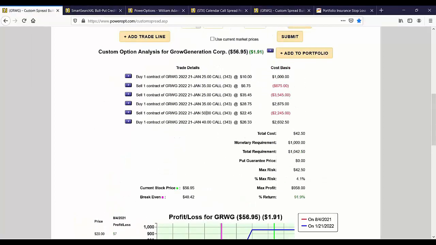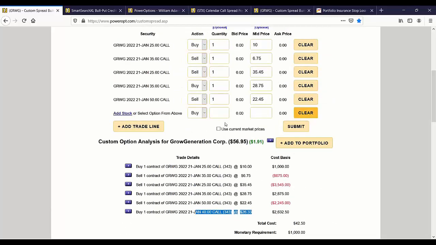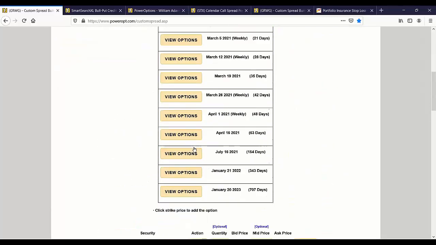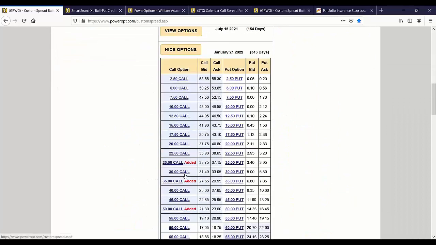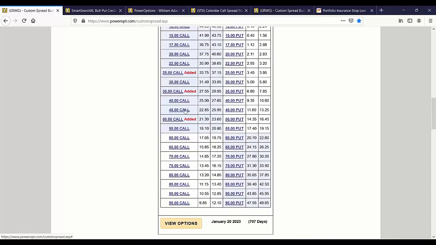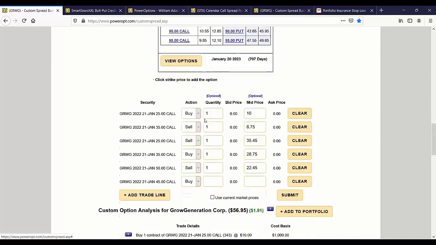If I shorten the strikes, we did a 10. What happens if I pay less and go up to the 45? Remember these numbers here. 958 for rolling up this to the higher strikes, and only a small debit of 42.50. Let's take out the 40. Let's put in the 45. So now the debit's going to be less.